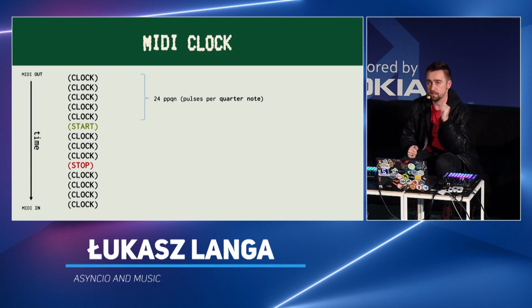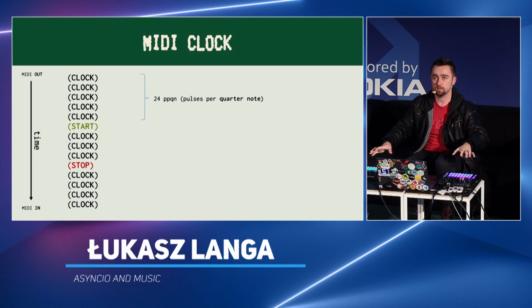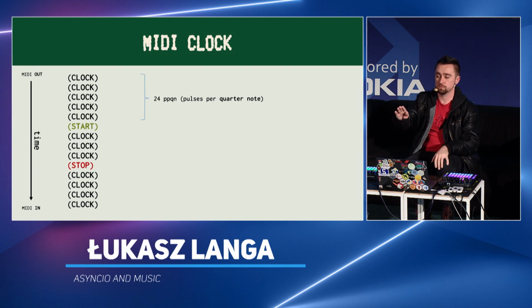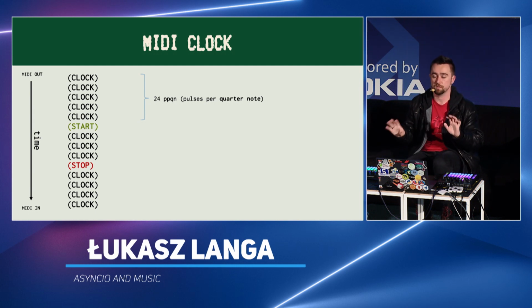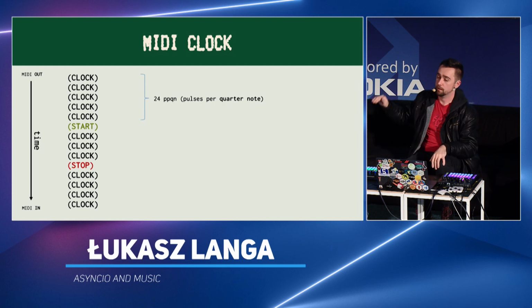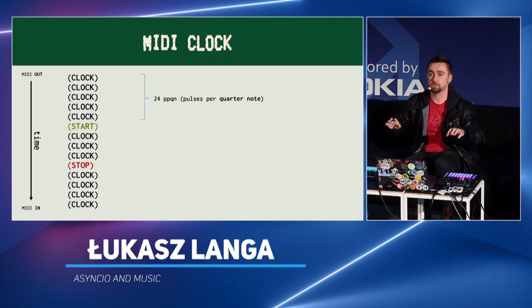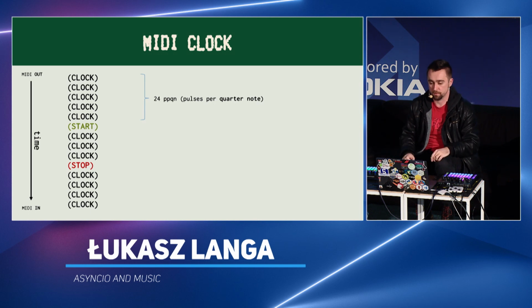It's literally just sending 24 pulses per quarter note to inform devices between each other how fast we're going. And between them, you can also just say start, which means if you have any sequence configured, do it now. And if you send stop, that means whatever sequence you were playing, give up, let's have silence for now.